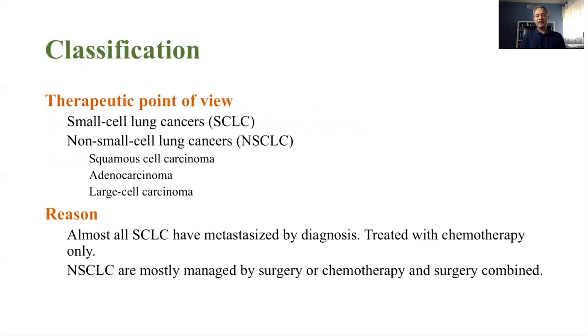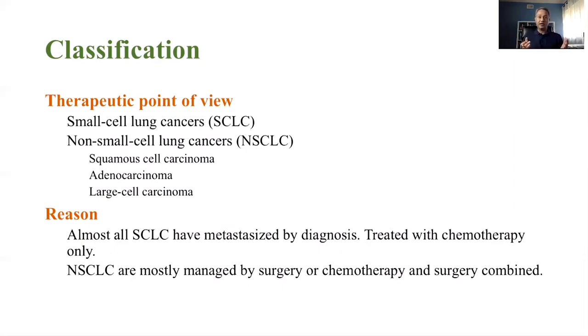Classification. From a therapeutic point of view, as a clinician, when you are going to be treating the tumors, you should look at tumors in two groups. One that are going to be treated by chemotherapy, and the other that can be treated by chemotherapy plus surgery or surgery alone. So what are the ones that are treated by chemotherapy? Look, small cell carcinoma associated with cigarette smoking, mostly central, very aggressive, is usually treated by chemotherapy.